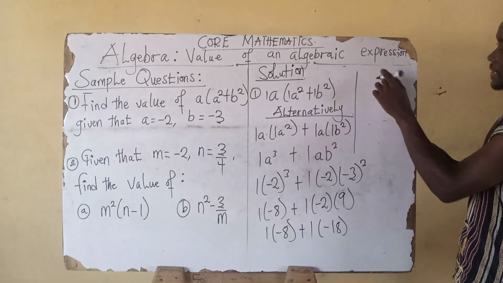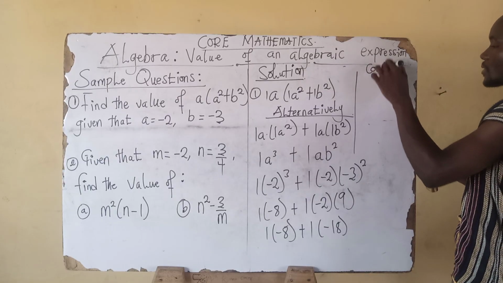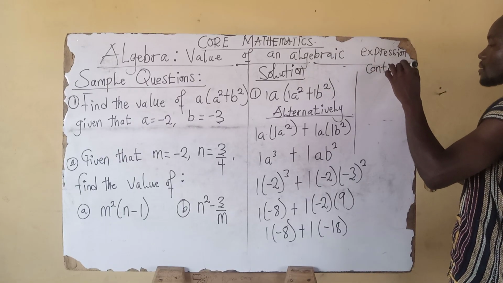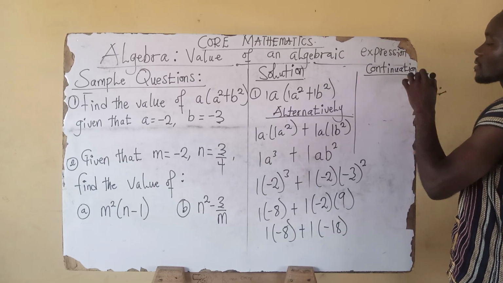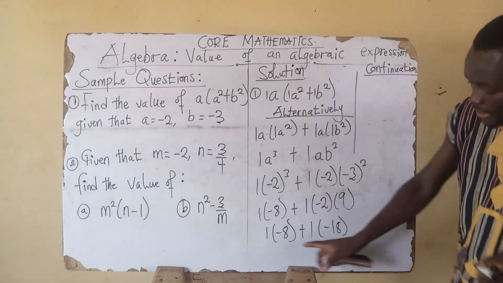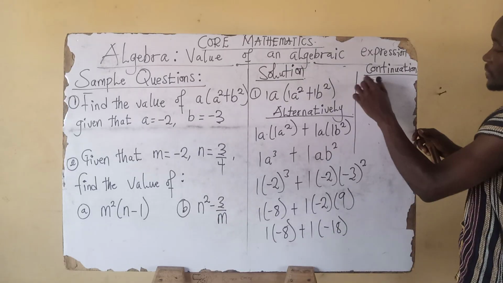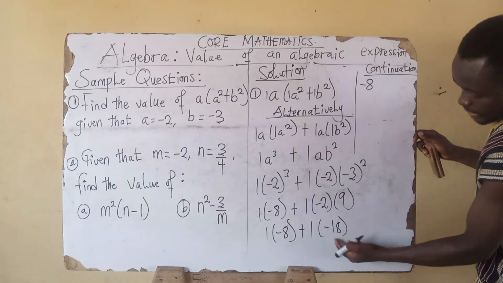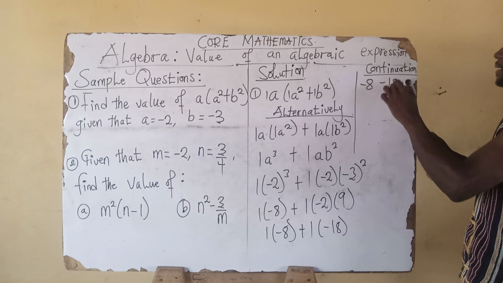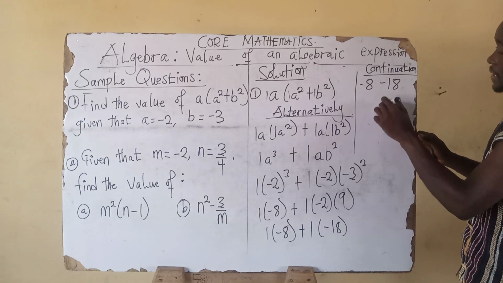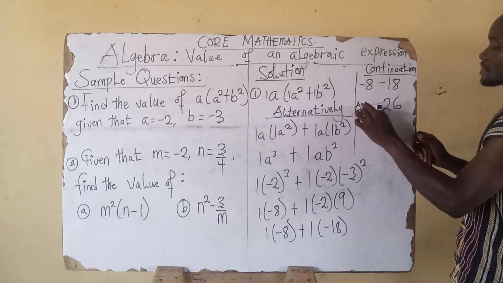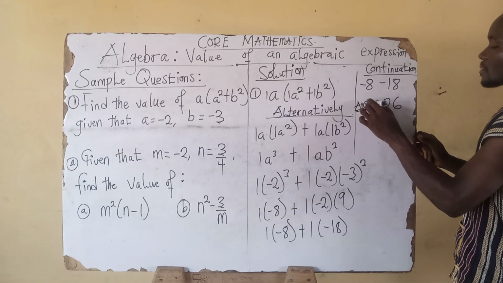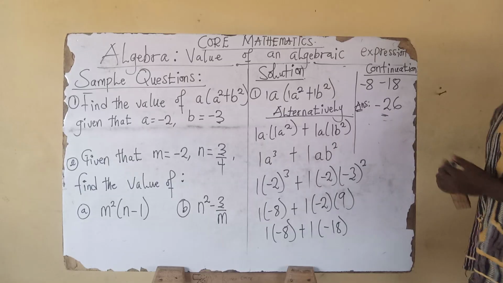I'll continue from this side. That is continuation. So here I will expand. I'm going to get what? Negative 8. And here I'll get negative what? 18. So this I'm going to get what? Negative 26 as my answer. So this becomes our final answer.